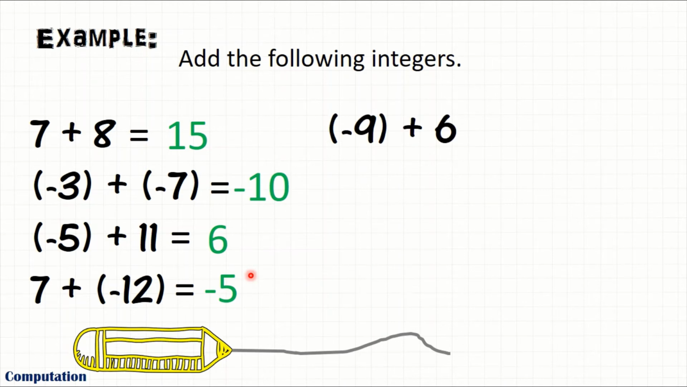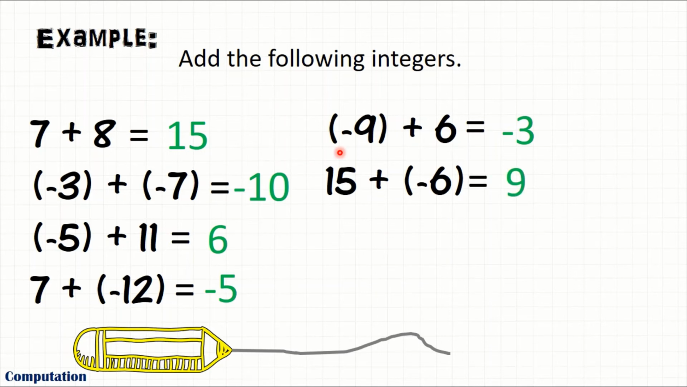Next, how about negative 9 plus 6? Here we have different signs, so subtract the numbers. We have 9 minus 6 equals 3, and copy the sign of the larger number, which is 9. So we have negative 3. Next, we have 15 minus 6 is equal to 9. And the sign of 9 is positive because of positive 15. So the answer is positive 9.